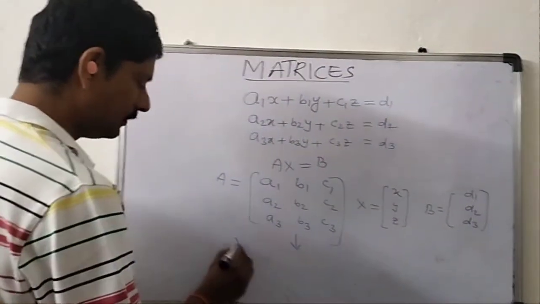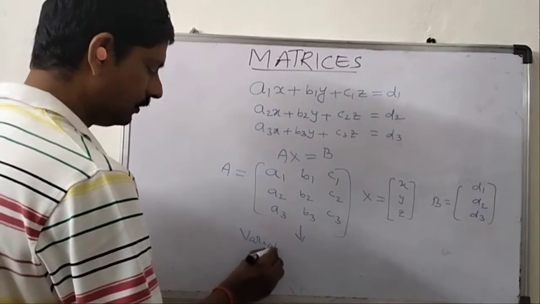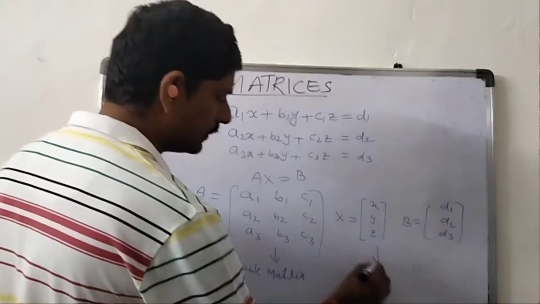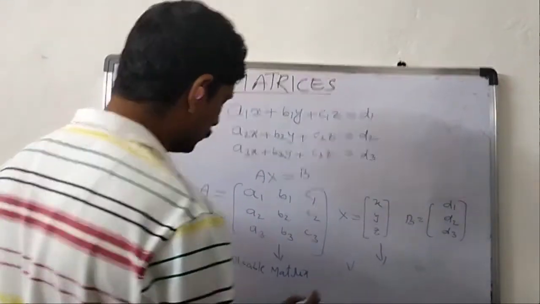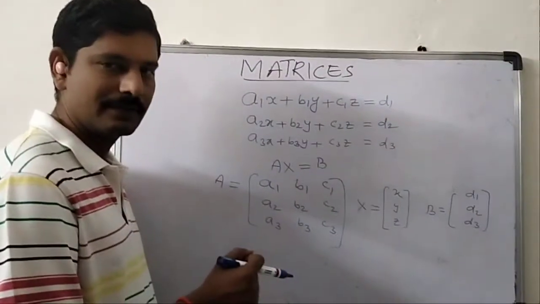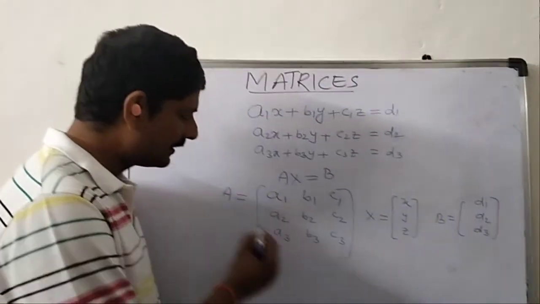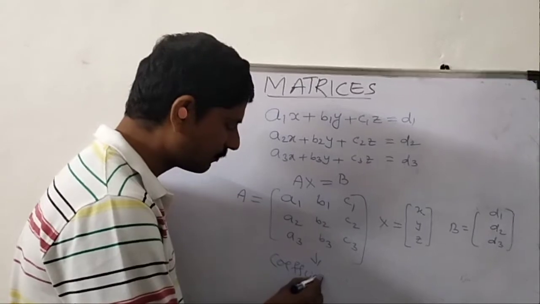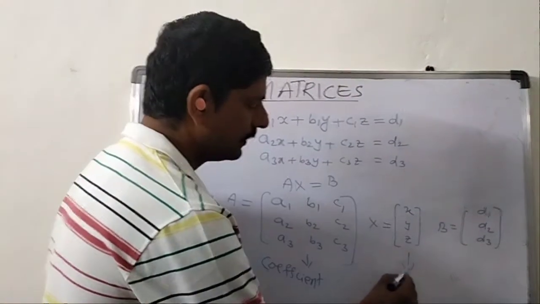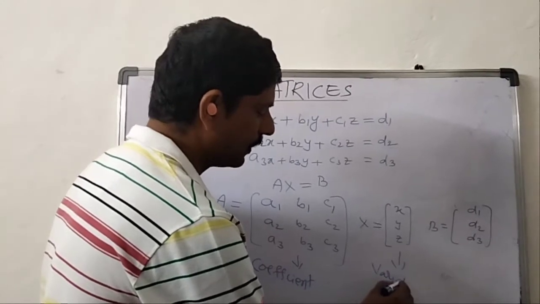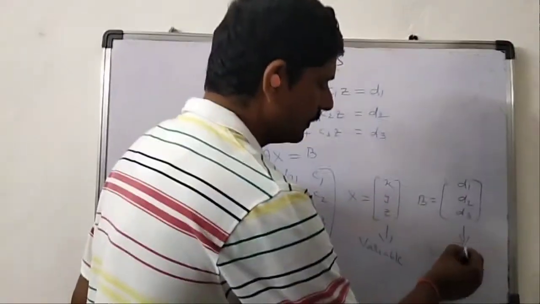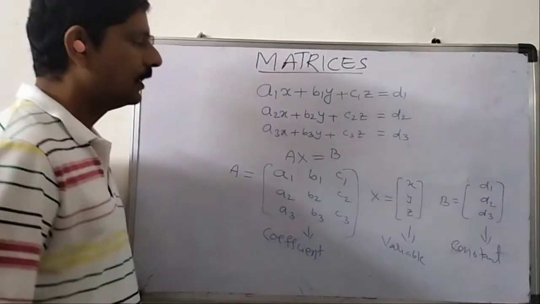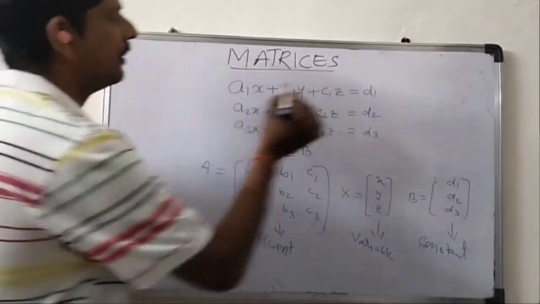So here A is called the coefficient matrix. X, which is x, y, z, is called the variable matrix. B is called the constant matrix.